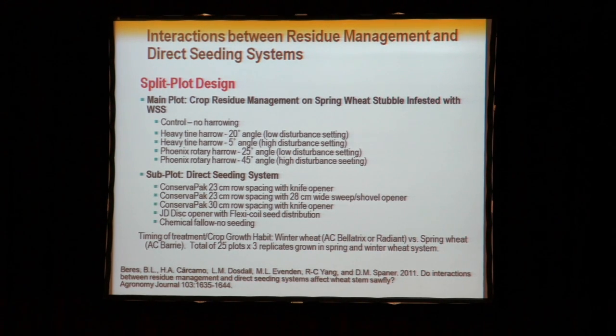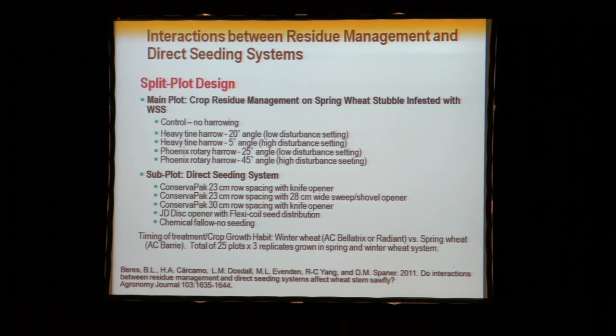So it was a two-factor experiment set up as a split plot where we had two different harrows, a heavy harrow, which you're probably familiar with, and something a little different in the way of a rotary harrow, and comparing those two to no harrowing at all. And then within each of those harrows, we either set it at quite an aggressive setting or a moderate setting. And for our plot seeder, we have two different types.